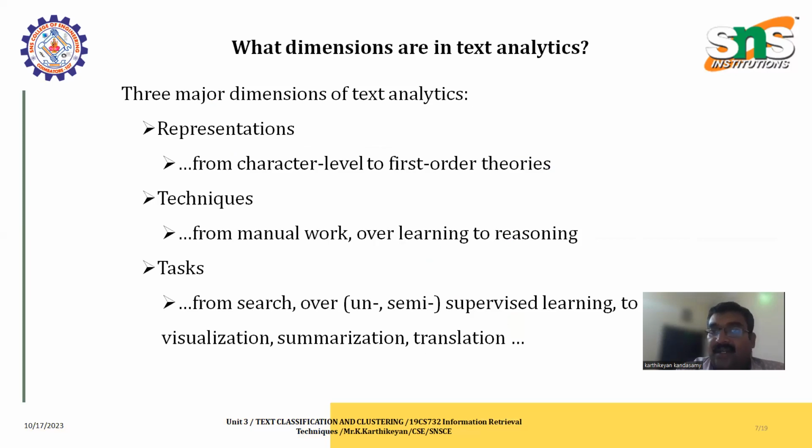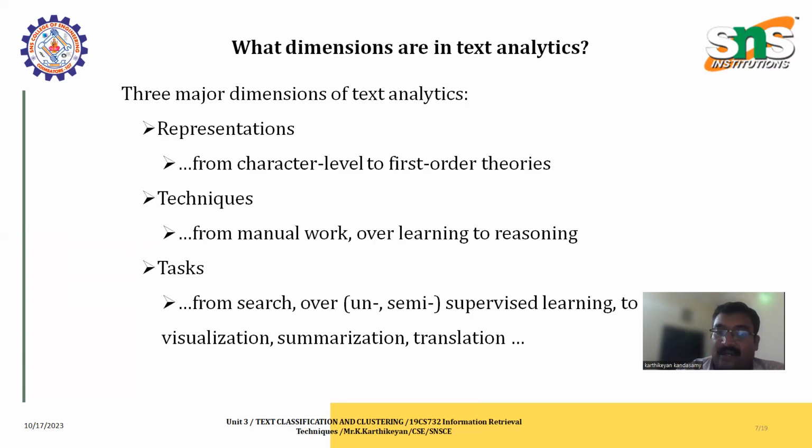What dimensions are in text analytics? We have three types: representation, technique, and task. Representation goes from the character level to first-order theories. Techniques go from manual work and learning to reasoning. Tasks go from search, supervised and unsupervised learning, to visualization, summarization, and translation.